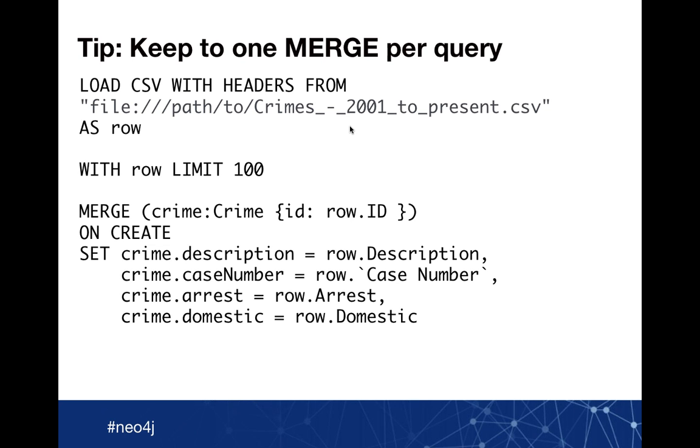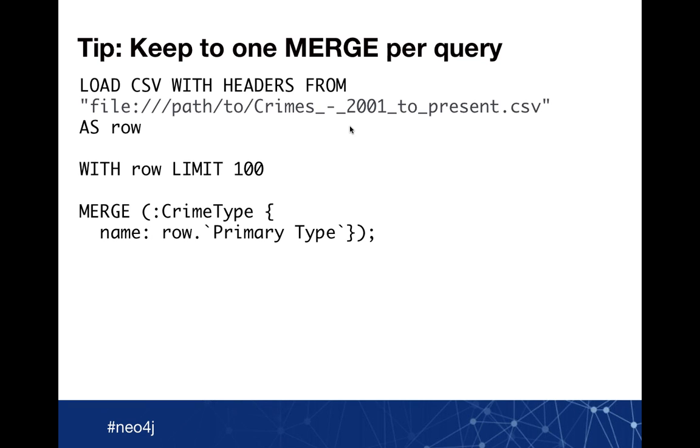Another tip. So we are actually going to run all this, but we're going to go through some of the tips first. For optimal performance, you want to keep to one merge per query. So in our first example, we were merging lots of different things, and the temptation is, oh, I can just do everything in one query. But that makes it very difficult for the compiler to actually optimize what you're doing. So what I've found is that the optimal way, once you've gone beyond the sampling, is to keep it to one merge per query.